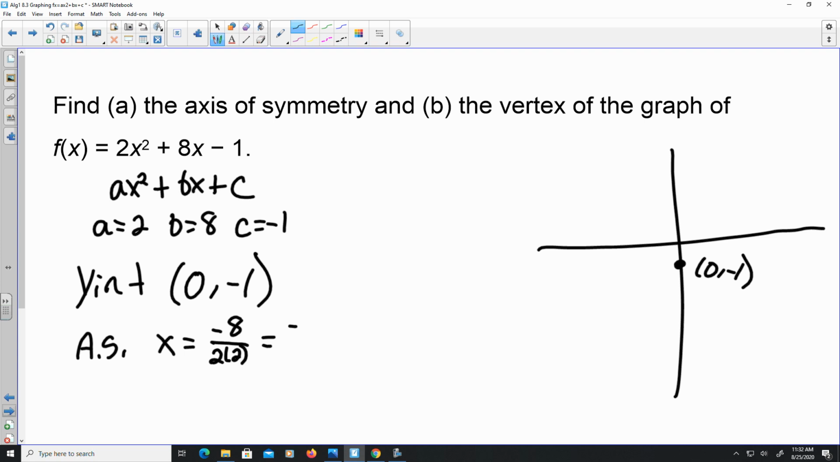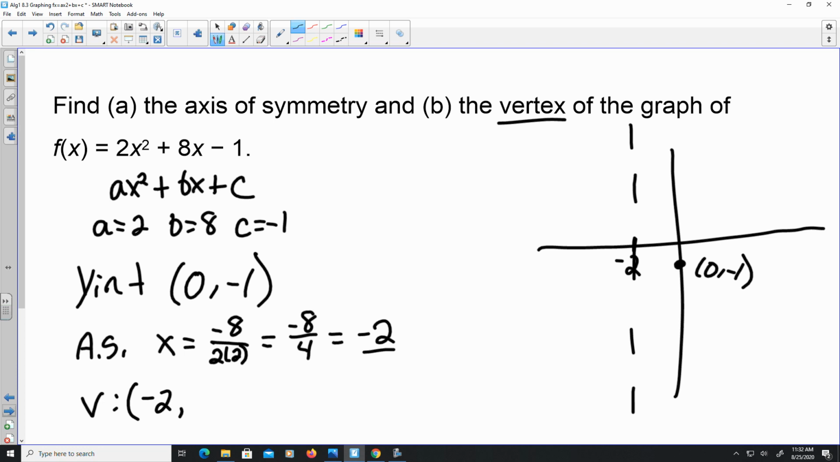So now I got negative 8 divided by 2 times 2, which is 4. And then this equals negative 8 divided by positive 4, which is going to be negative 2. So I find negative 2 on my graph, and then that's where I would place my vertical dashed line.